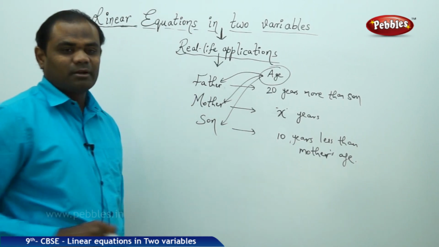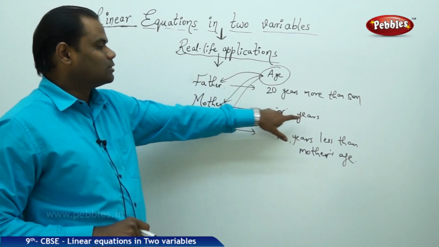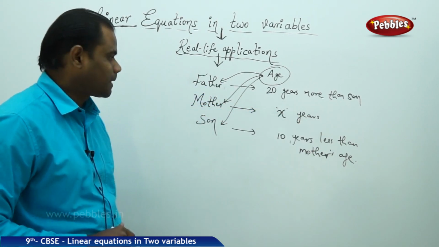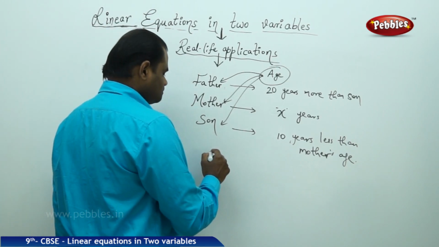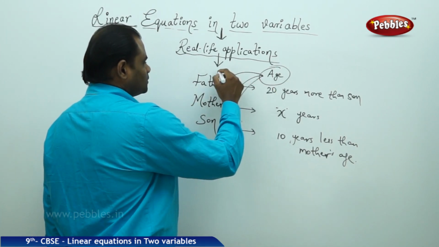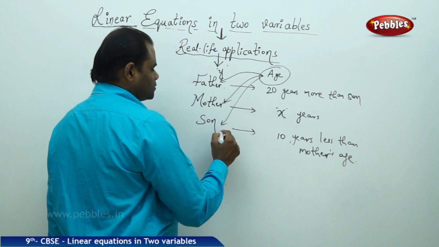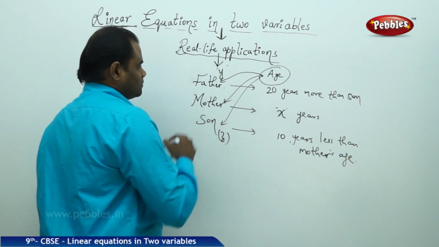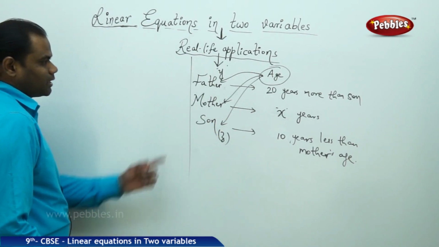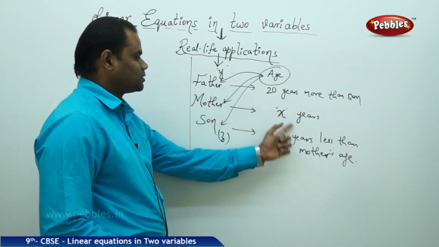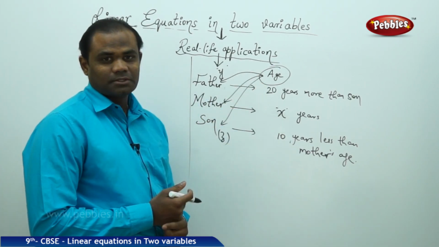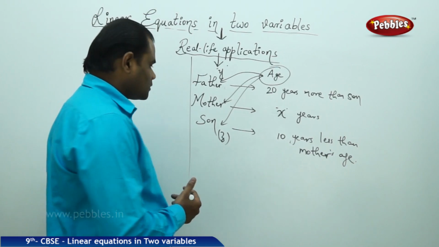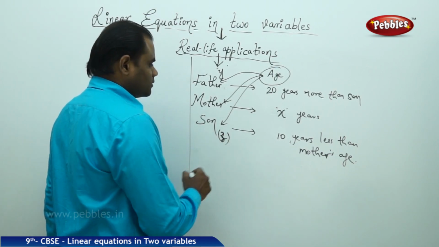So let me represent the age of mother to be x years, age of father to be y, and age of son to be z. So father's age I represent by y, mother's age by x, and son's age by the variable z. So let's see how we can connect this.